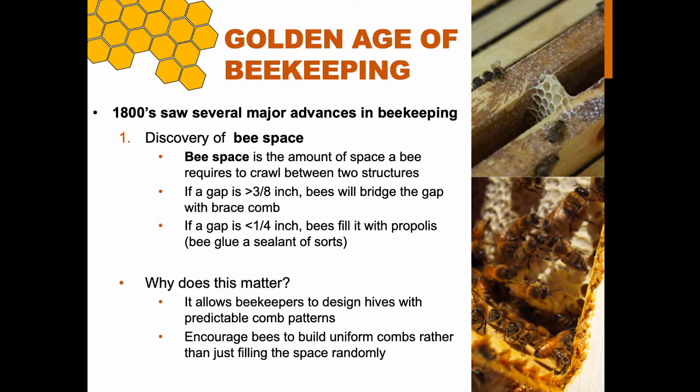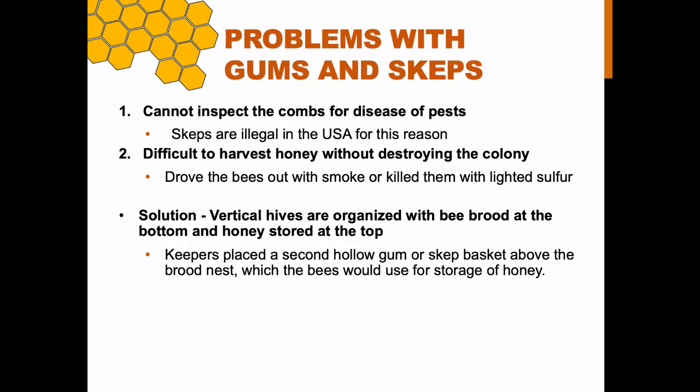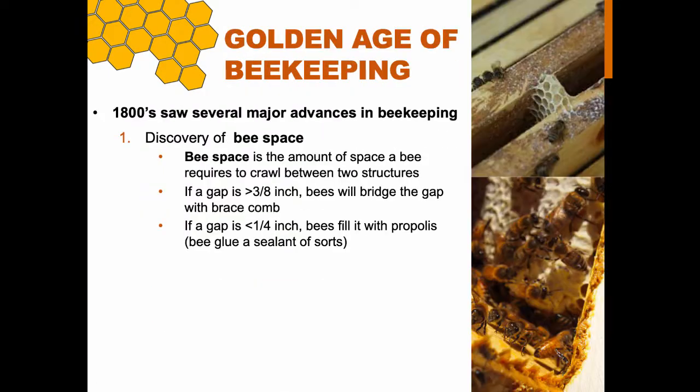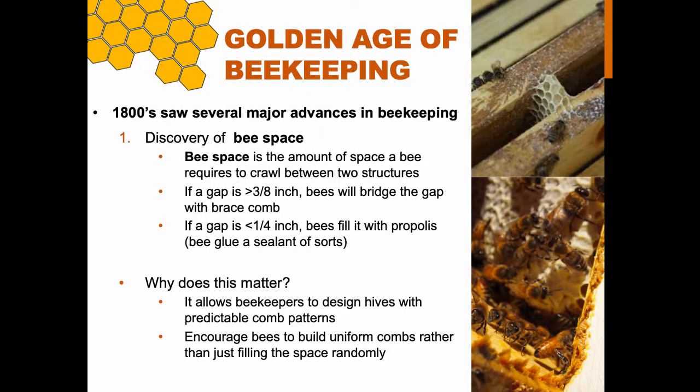And so why does bee space matter? Well, once people discovered that bees do very specific things with specific size ranges, it allowed them to design hives where you could encourage the bees to build predictable patterns of comb. Consequently, you could have uniform combs instead of stuff like we saw in the skeps, where the bees basically just randomly fill the space with a whole bunch of combs. Instead, we could put structures in there to encourage them to build something predictable.